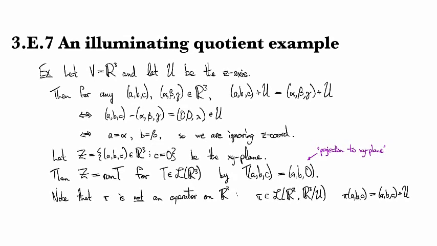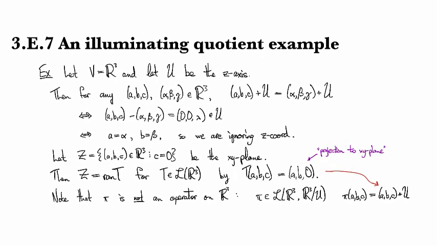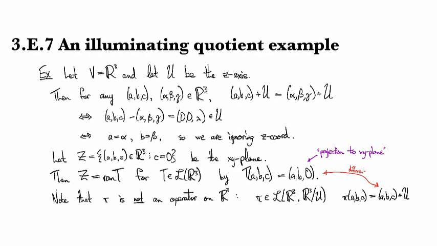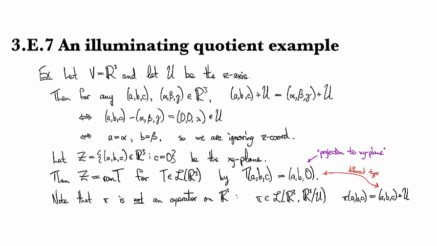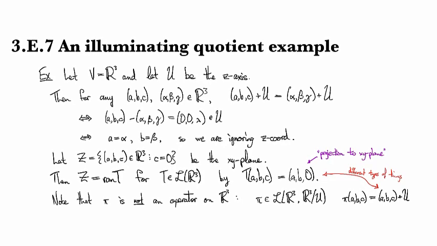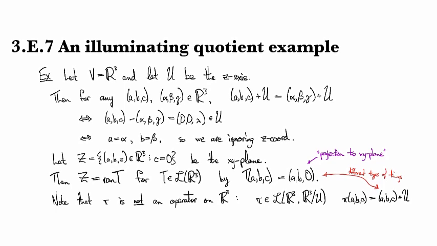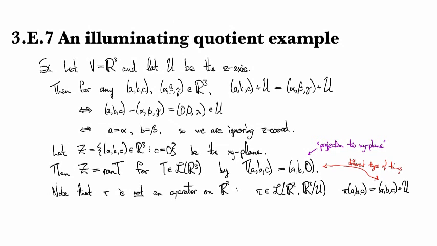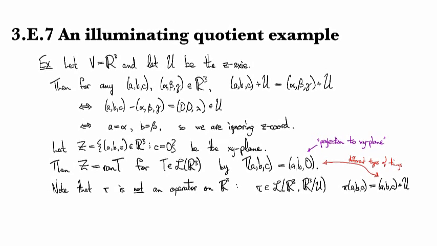And so these are just different types of things. On the left, we have a coordinate in R3. On the right, we have a parallel affine subspace.